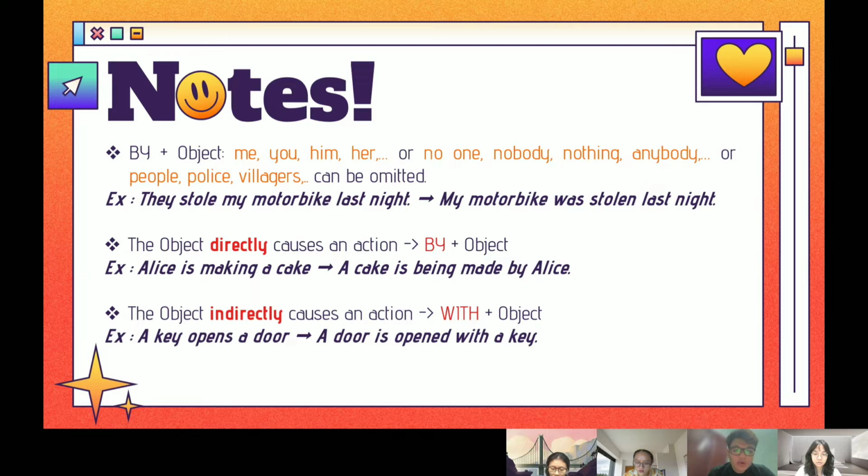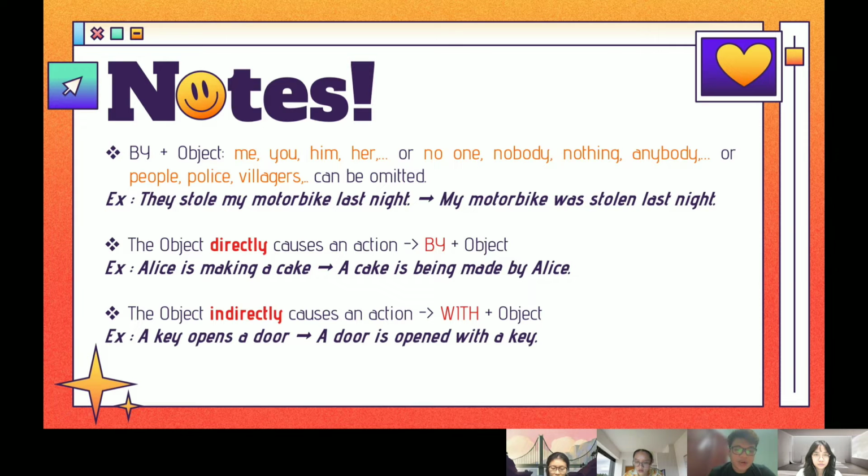If a person or an object directly performs the action in the active sentence, you can use by before the object in the passive sentence. For example, Alice is making a cake becomes a cake is being made by Alice.